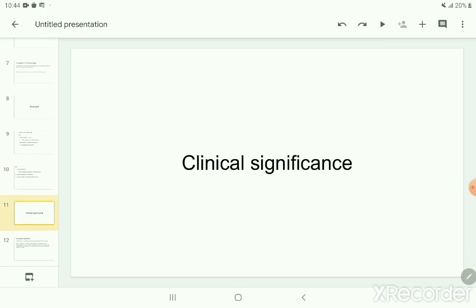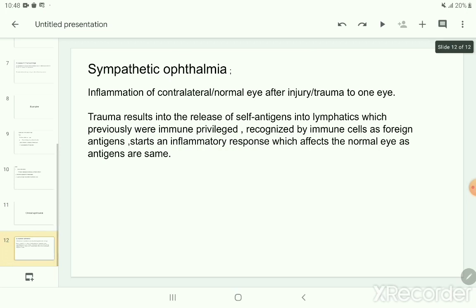Now, coming to the clinical significance, the most important clinical significance which is most often tested on is, step one, sympathetic ophthalmia. What is sympathetic ophthalmia? It is the inflammation of the contralateral or the normal eye after injury or trauma to one eye. It means that when there is injury or trauma to one eye, it results in an inflammatory response which also affects our normal eye.